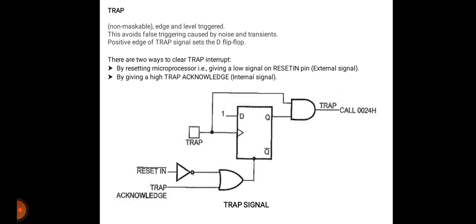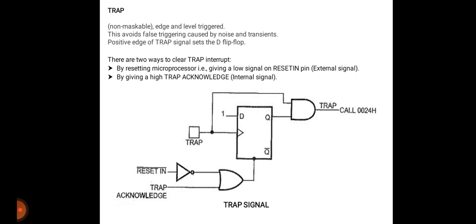First one is the TRAP interrupt. This type of interrupt in the 8085 microprocessor is a non-maskable interrupt. Also, it is unaffected by any mask or interrupt enable. It means TRAP has the highest priority, and the TRAP interrupt is edge and level triggered. This means TRAP must go high and remain high until it is acknowledged. This avoids false triggering caused by noise and transients.